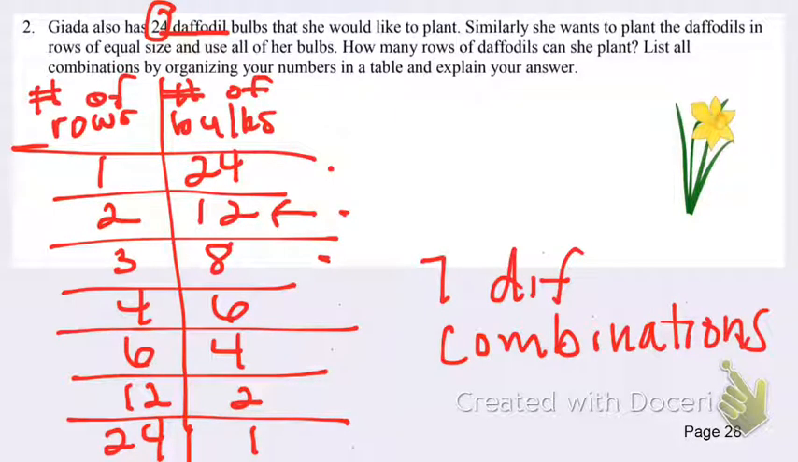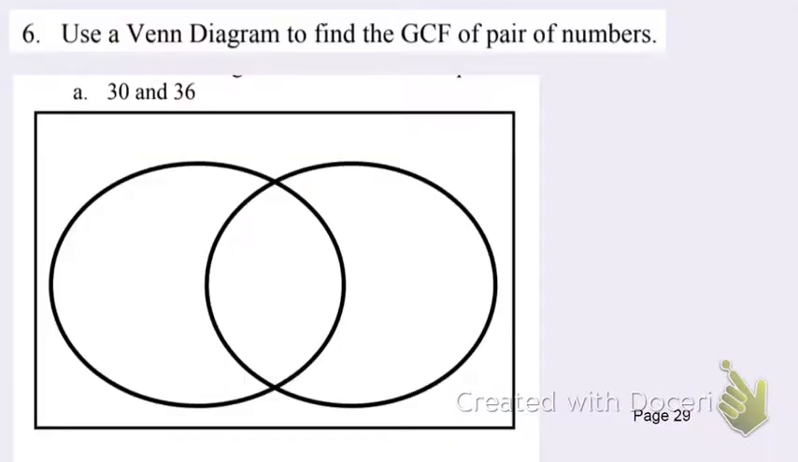All right, let's move on to the next slide. So here is another way to find the GCF. So it says use a Venn diagram to find the GCF of the pair of numbers. So this is 2 numbers. So we're going to factor the number 30, and we're going to factor the number 36.